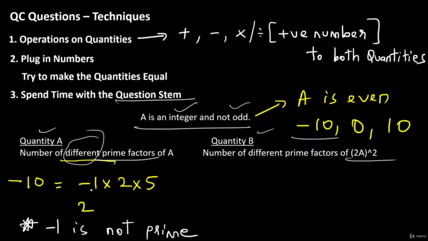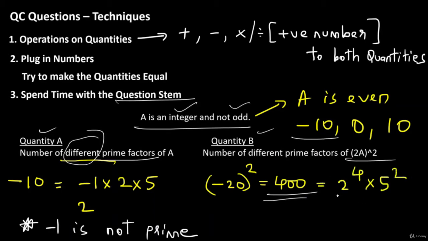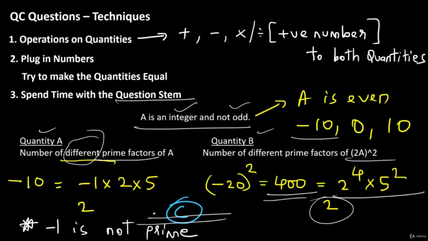Now over here, 2A to the power 2 will be minus 20 square, which is equal to 400. Now, let's prime factorize 400. That would be 2 to the power 4 into 5 square, right? Now, again, you have just two different prime factors. You have 2 and 5, right? So, these two are the same, and hence the correct answer to this question is option C.